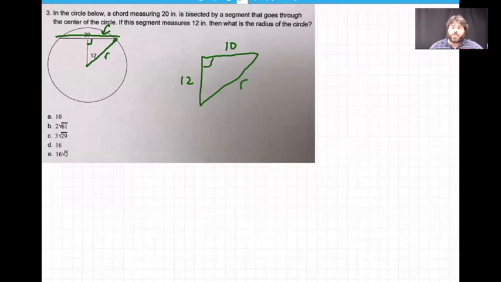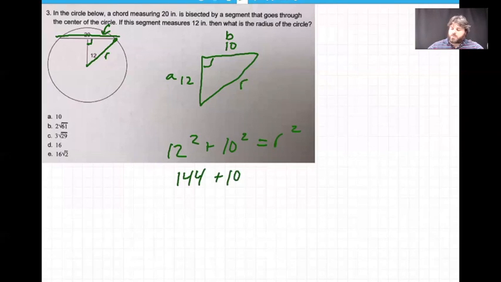So this is Pythagorean theorem all over the place. We know 2 sides. We want to find a 3rd side. We're going to use Pythagorean theorem. Okay, so A and B are 12 and 10, and C is going to be our R. So that means 12 squared plus 10 squared equals the radius squared. And we just solve for R. So 12 squared is 144. 10 squared is 100. That's equal to the radius squared.